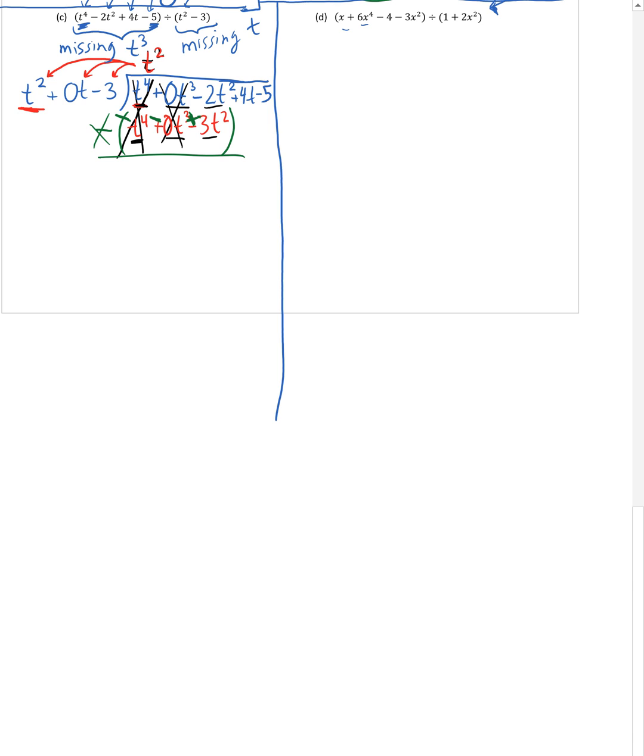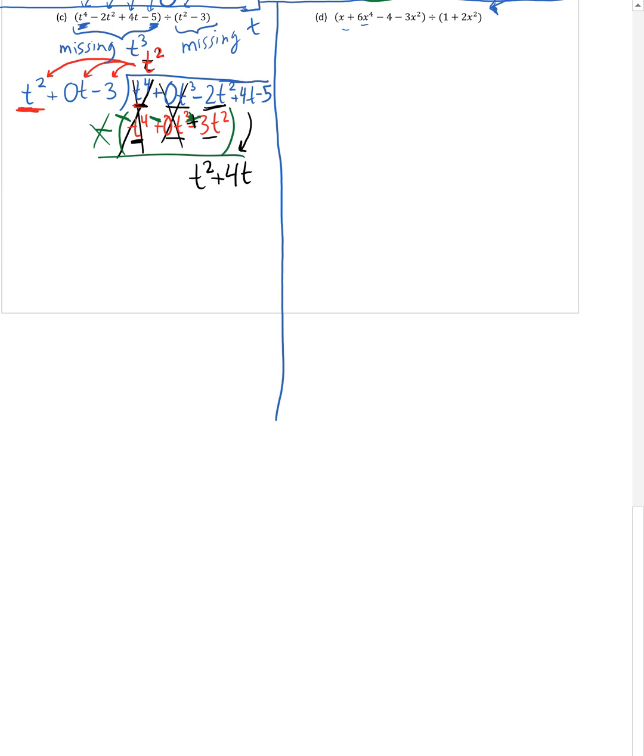The last guys here, you have negative 2t squared plus, this is now a plus, it was a minus, now it's a plus. Negative 2t squared plus 3t squared, that's 1t squared, or t squared. Alright, now you want to bring down the next term. Let's just bring down the 4t. I think this will work out pretty well.